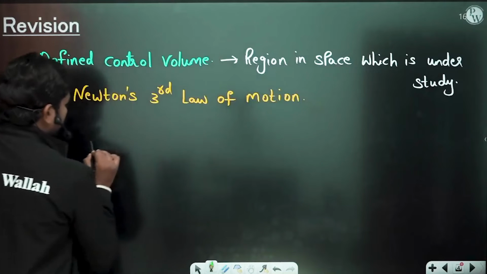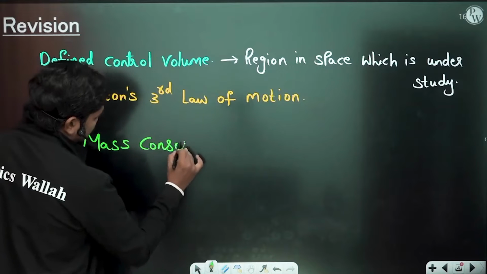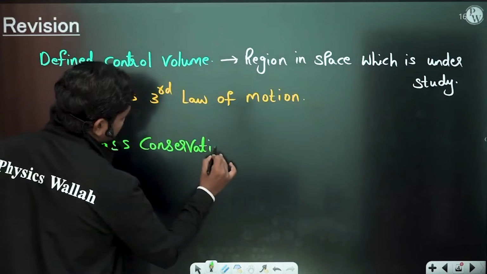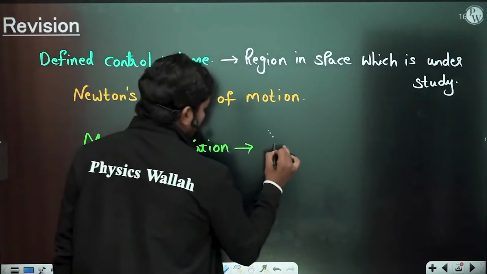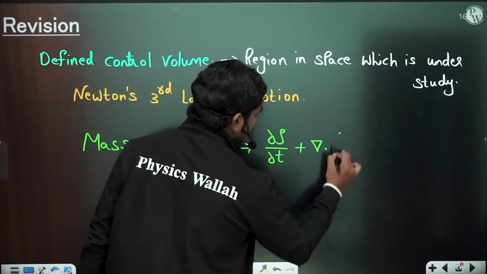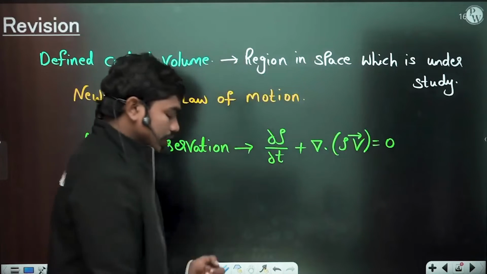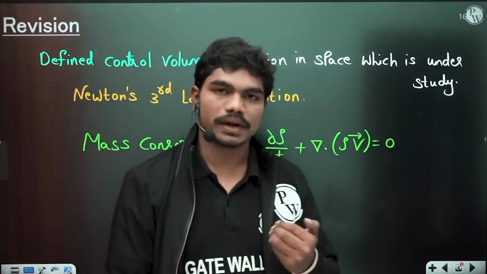We have also seen the mass conservation equation, which is given by dou rho by dou t plus divergence of rho v bar is equal to 0. Correct? This is what we have seen. So these are the main prime things that we have applied in yesterday's session.